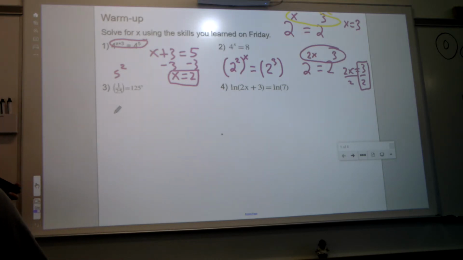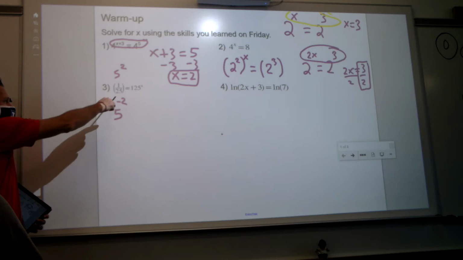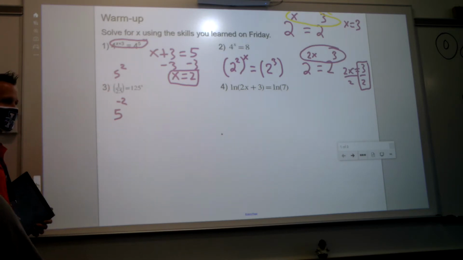So I'm going to rewrite 1 over 25. That's 5 to the negative 2. The 2 squares it, but the negative moves it from the numerator to the denominator.